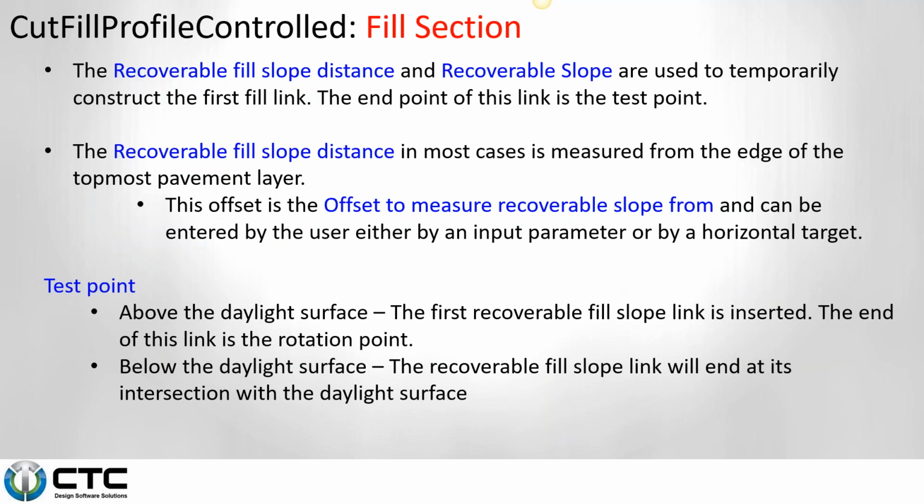So based off of my offset, typically from the edge of travelway, and then the offset distance set to 0 will go to the attachment point. That test point right here, if it's above the daylight surface, the first recoverable fill slope link is inserted. The end of this link is the rotation point. If it's below the surface, the recoverable fill slope link will end at its intersection with the daylight surface. It will come in and fill to the daylight surface.